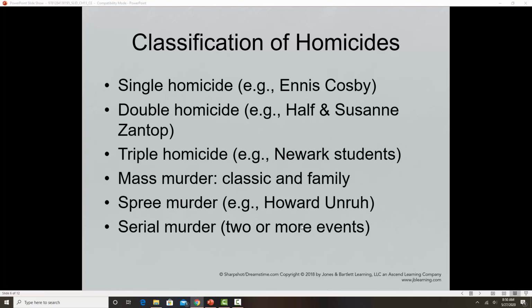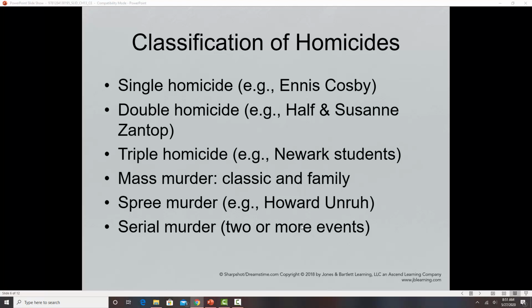A serial murder is when at least two or more people are killed. And what makes serial murder different from all of the others is that there is a cooling off period between the offenses. With the vast majority of serial murders that you guys are probably familiar with, they might kill one person and then not kill again for months. Sometimes it's days, weeks, months, even years sometimes.